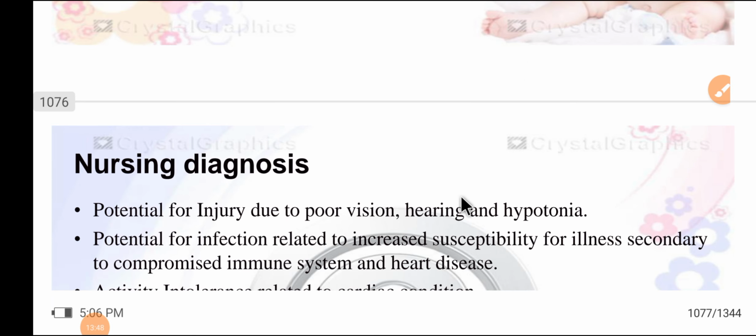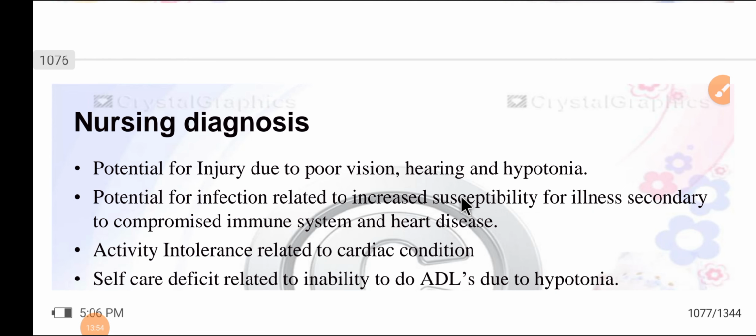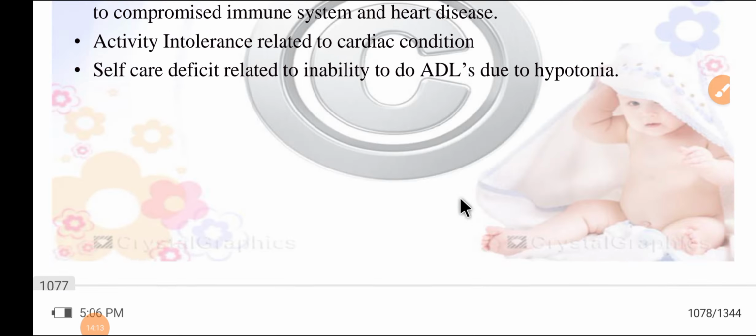Nursing diagnosis: potential for injury due to poor vision, hearing, and hypotonia. Potential for infection related to increased susceptibility for illness secondary to compromised immune system and heart disease. Activity intolerance related to cardiac condition. Self-care deficit related to inability to do ADL due to hypotonia.